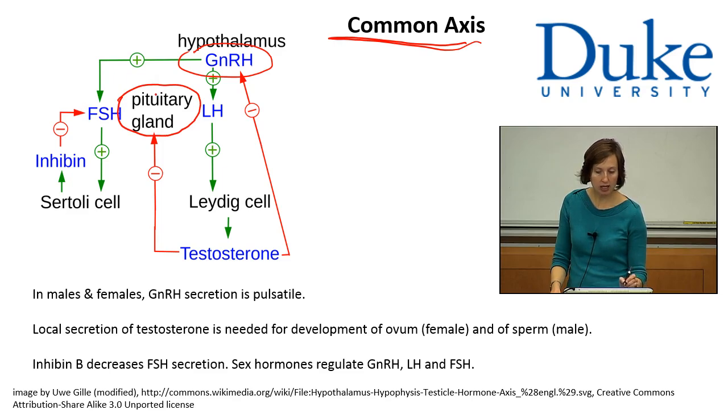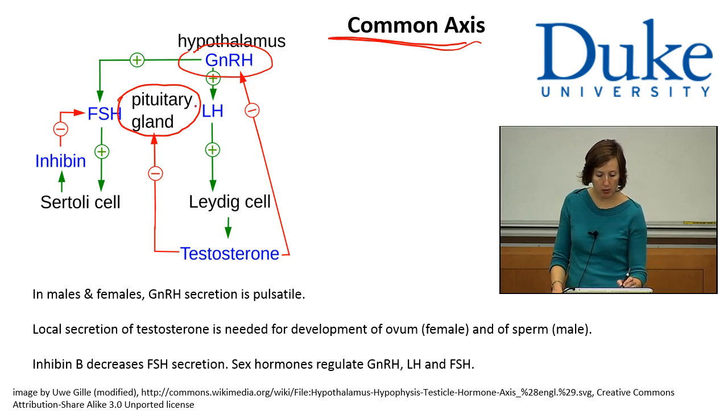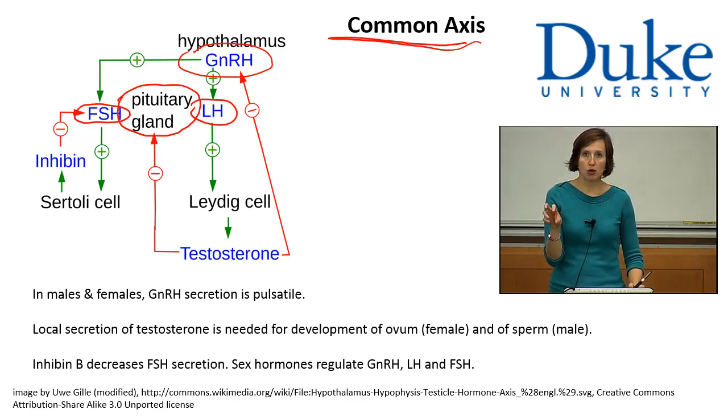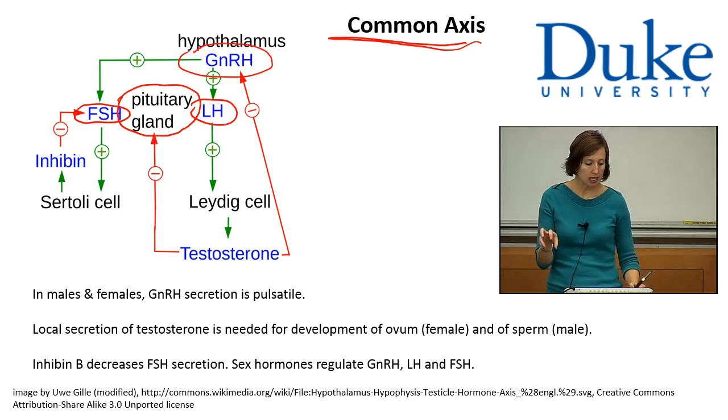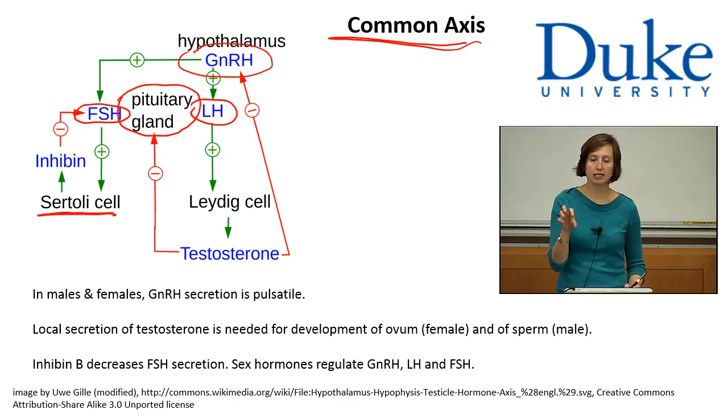That's going to cause production of two different hormones in the pituitary, luteinizing hormone and follicle-stimulating hormone. Follicle-stimulating hormone, when it's released by the pituitary, is going to act on the Sertoli cells, the ones that are contacting the sperm.